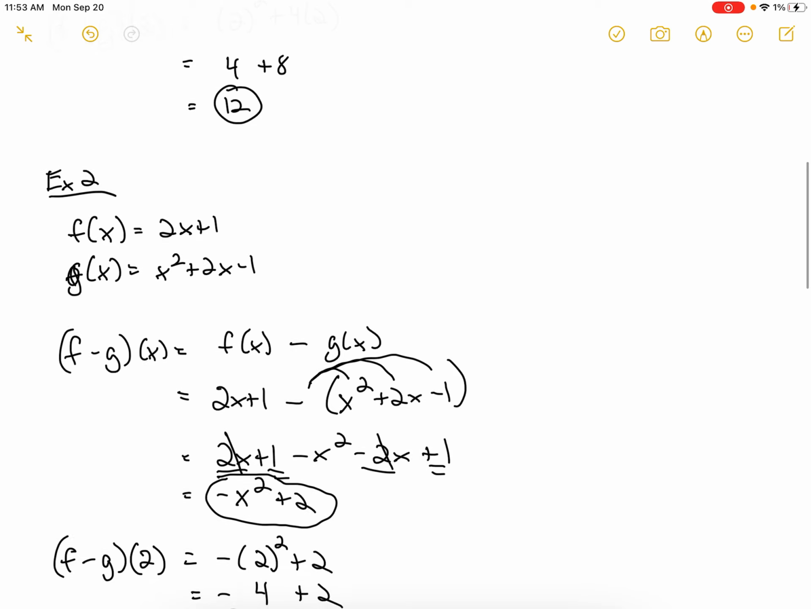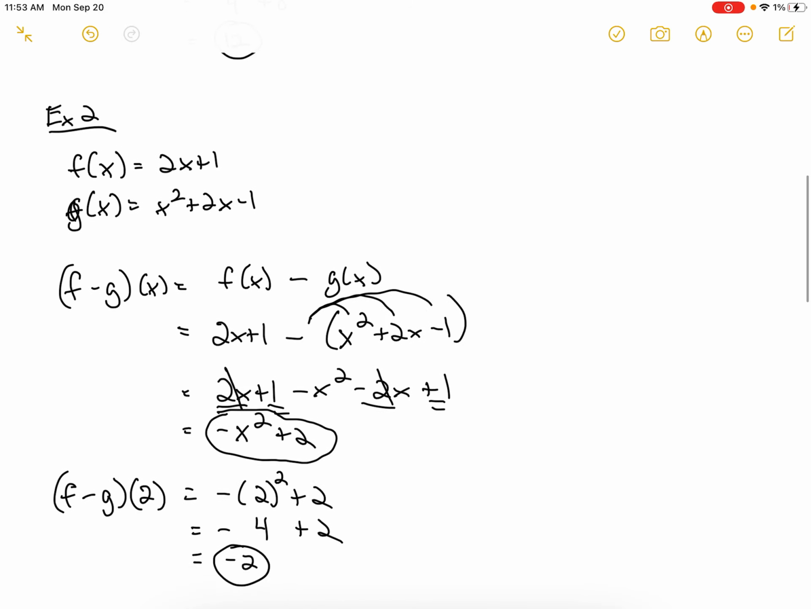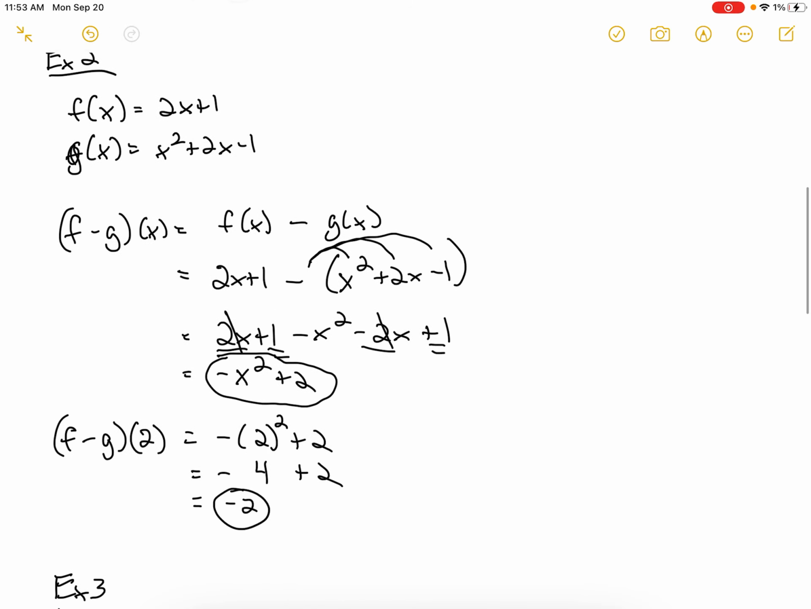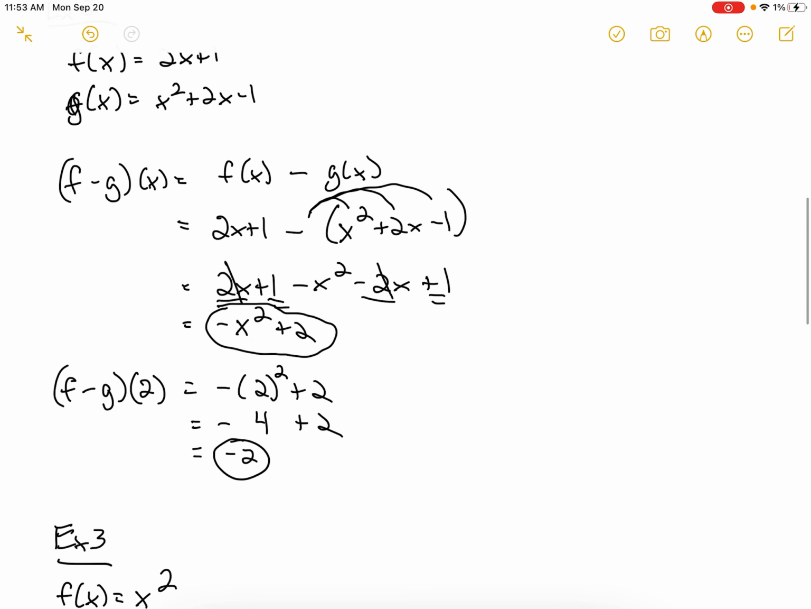And then f minus g of 2, you're just plugging in a 2 into f minus g of x. And so we square the 2, and then the negative's out front, so that'll be a negative 4 plus 2. That gives you negative 2.